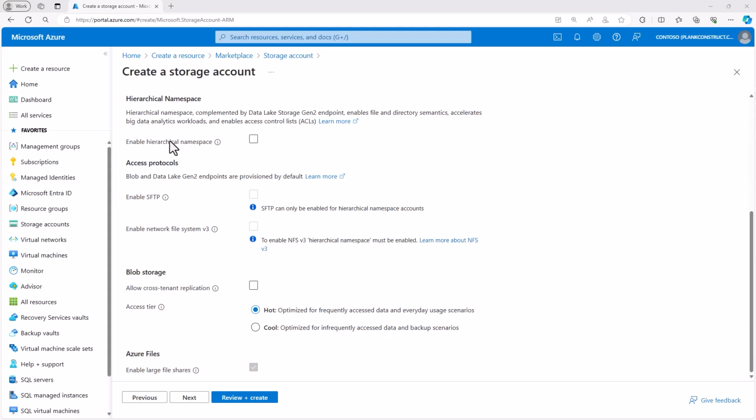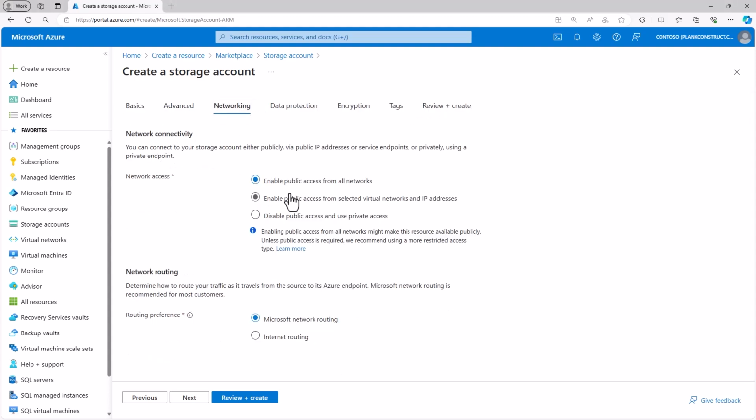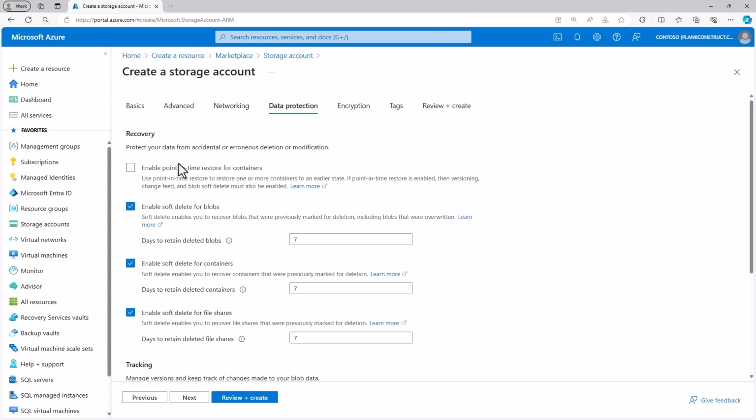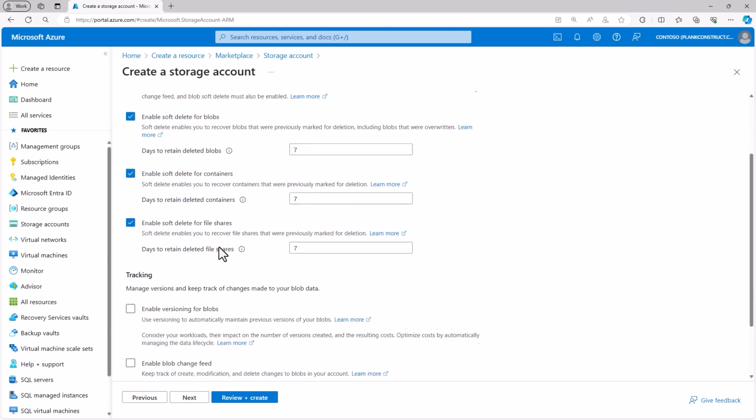You can also switch this to a hierarchical namespace, which makes this available for Azure Data Lake storage. Looking at networking capabilities, we can give public access to this, or I can disable this. I'll do a review of this when I go into a storage account. From a data protection standpoint, you can now have the soft delete of the blobs, or at the container levels, all of these can be enabled.